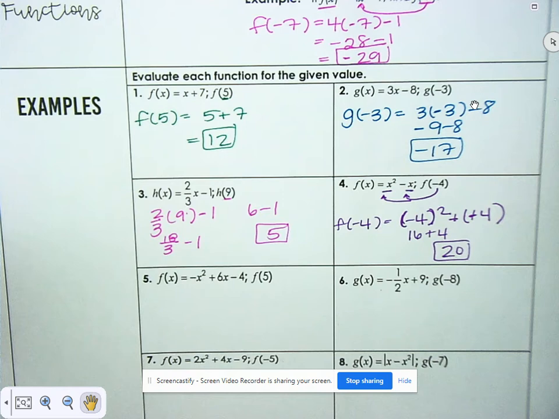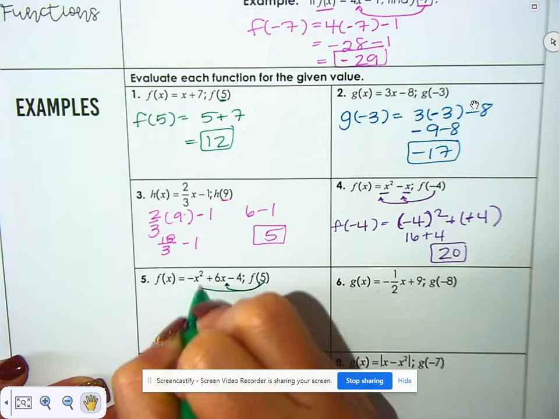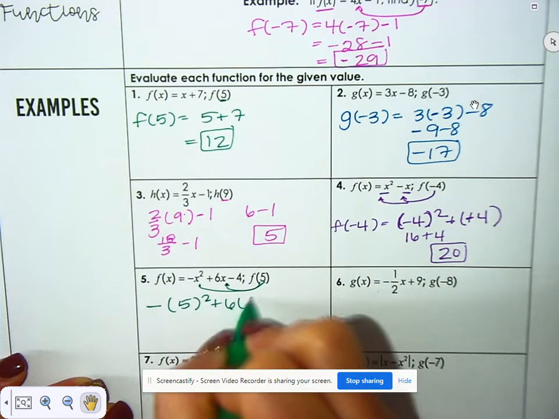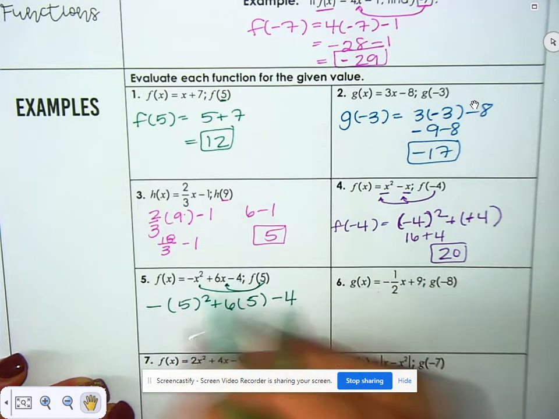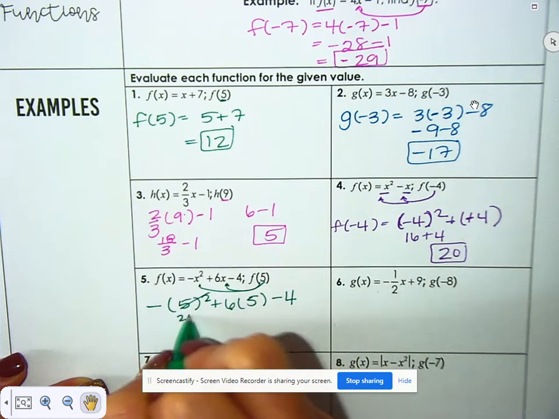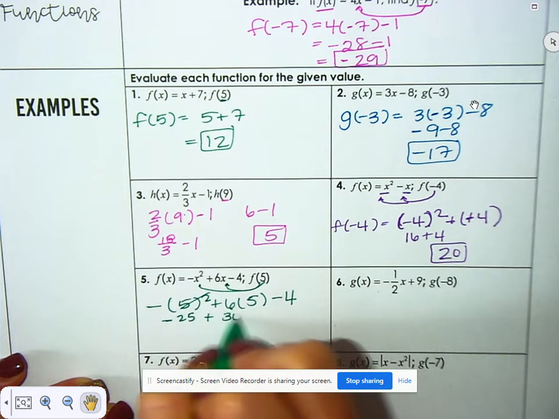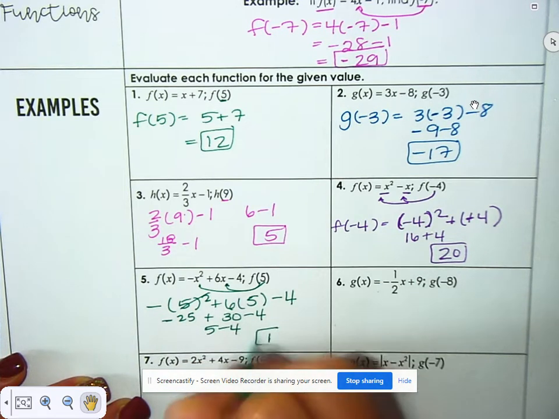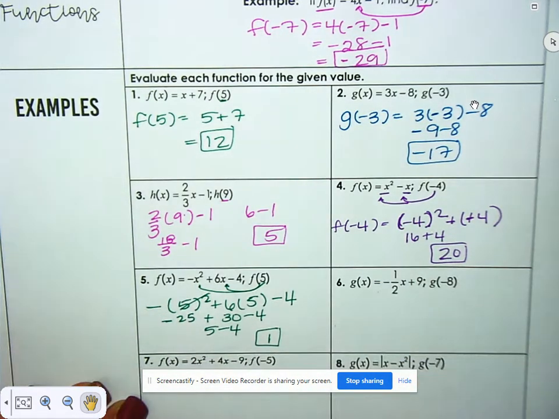Okay? All right, number 5. Same thing, there's two x's, so it's going to go into both of them. The negative's out front this time. Some of y'all are going to want to argue with me about that. So that turns into 25, but the negative's out front. Negative 25 plus 30 is 5, and 5 minus 4 is 1.